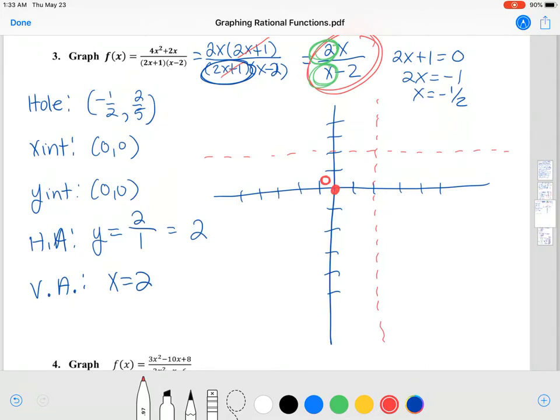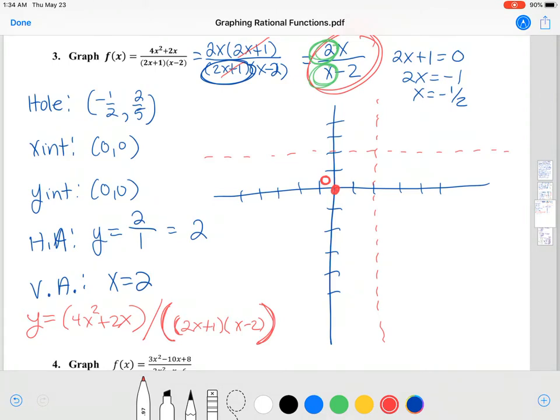Okay, now we graph this on the calculator. We're going to put in on our calculator y is equal to, making sure we put parentheses around the top and the bottom. So I'm going to put 4x squared plus 2x divided by, now here on the bottom I'm going to have to do double parentheses because I have parentheses already down there. So I have 2x plus 1, x minus 2. So that's how you want to put it in on the calculator to make sure the calculator knows exactly what's in the numerator and the denominator.